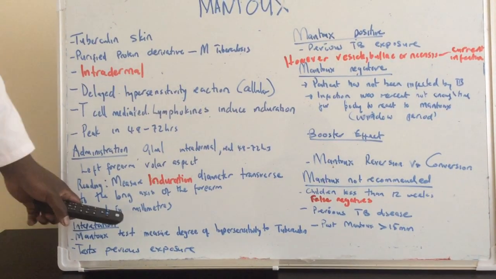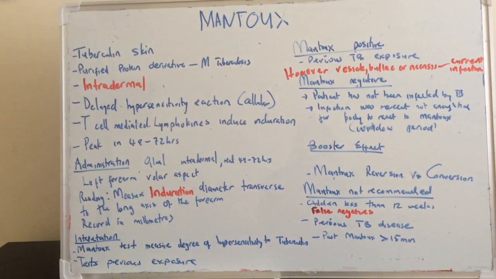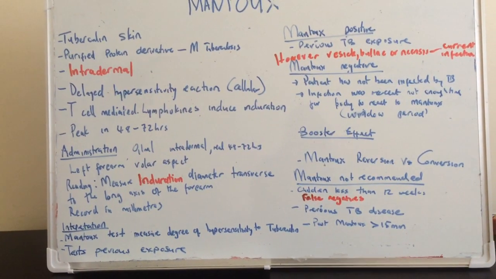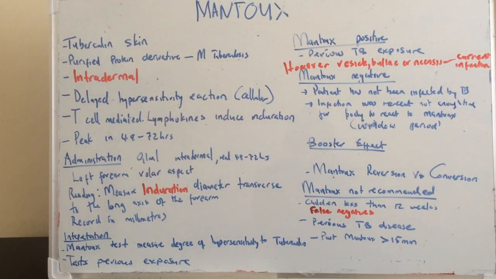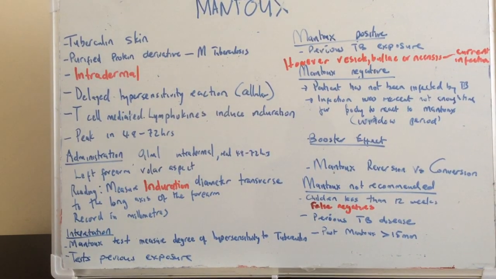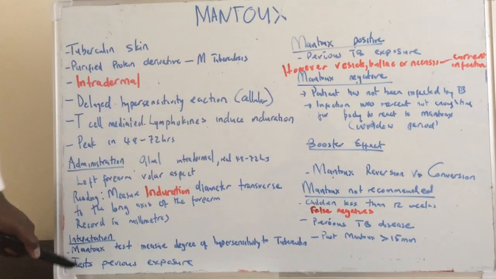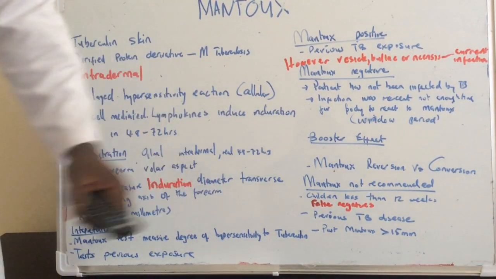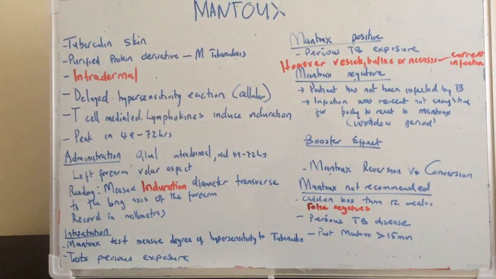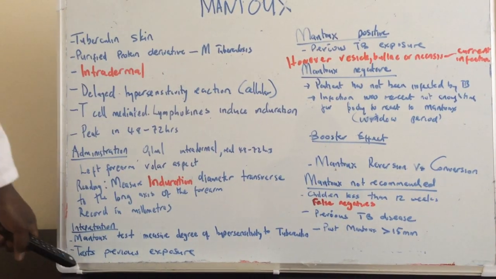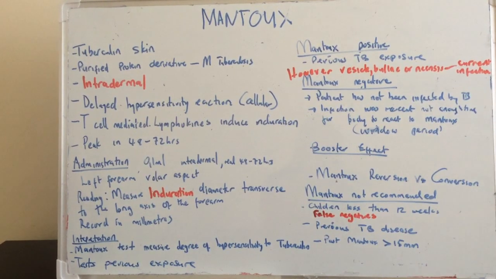Then the interpretation of the Mantoux. A Mantoux depends on the different settings. It can be positive for some patients at 5 millimeters, for some at 10 millimeters, and for some at 15 millimeters. There's a video on when it is positive. But if a Mantoux is said to be positive, what it means is that it tests the degree of hypersensitivity to tuberculin. So if someone has a positive Mantoux, it means that they are hypersensitive to tuberculin, and this just tests previous exposure to TB. It does not imply current infection.